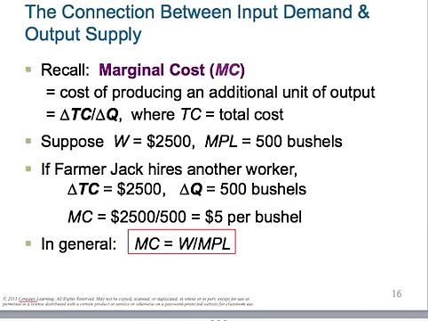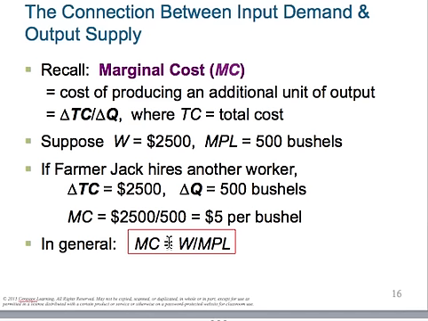Okay, so in general, marginal cost equals the wage divided by marginal product of labor. So again, your cost for one more worker is $2,500, your wage, over your marginal product of labor, which is 500 more bushels. Okay, so that's your marginal cost. This and the next two slides cover materials from the FYI box entitled Input Demand and Output Supply, Two Sides of the Same Coin, which appears in your text. This slide establishes the relationship between marginal cost and marginal product.